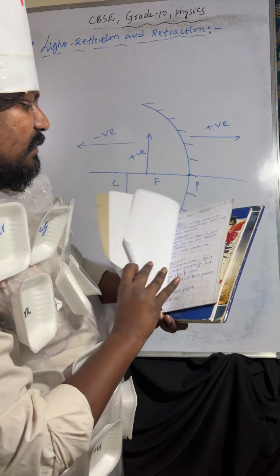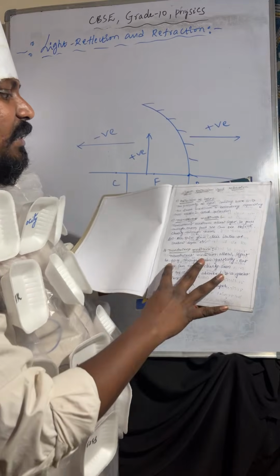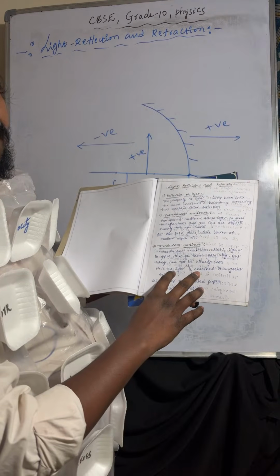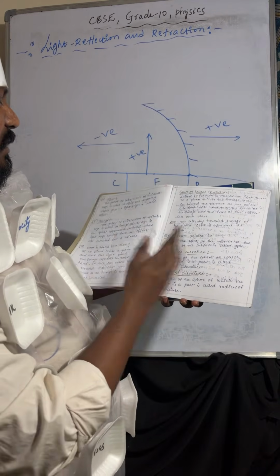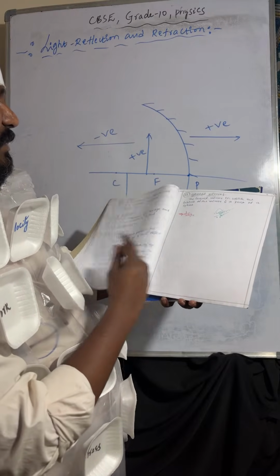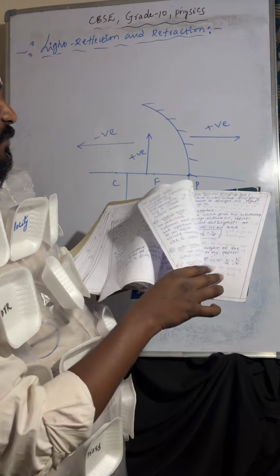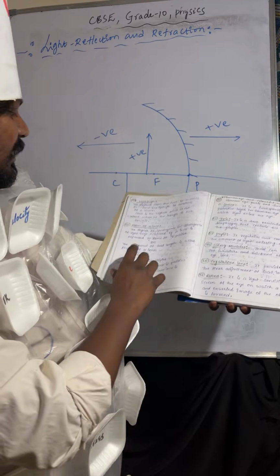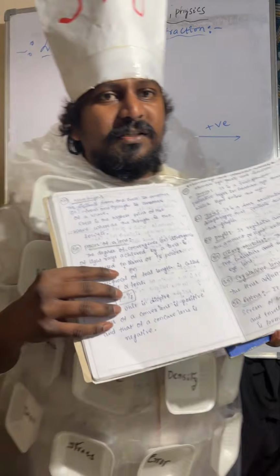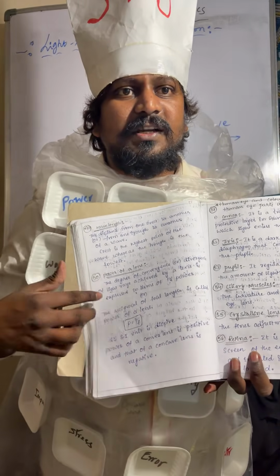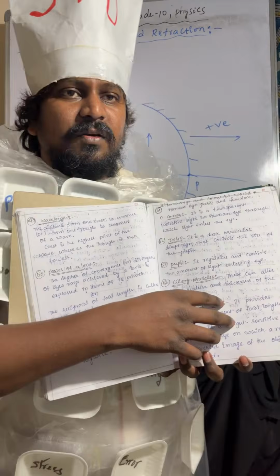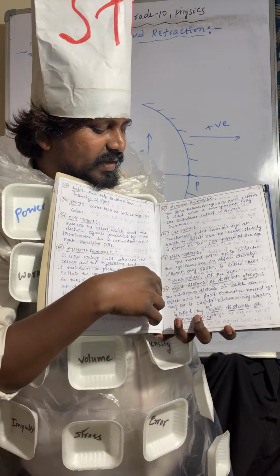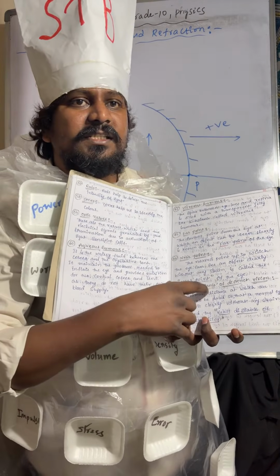These are the definitions, more than 100 definitions. You can check here, all are important definitions from light, reflection, and human eye and colorful world. There are 50 definitions from light, reflection and refraction. Coming to human eye and colorful world, these are the definitions like far point, near point, and least distance of distinct vision.